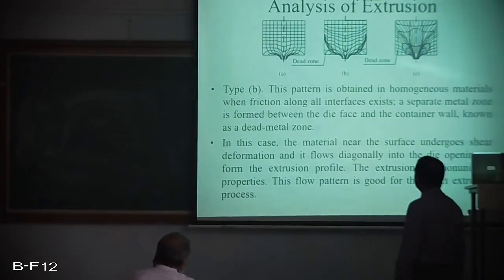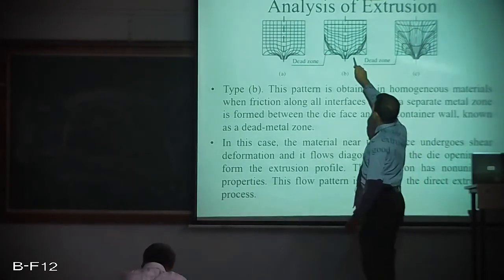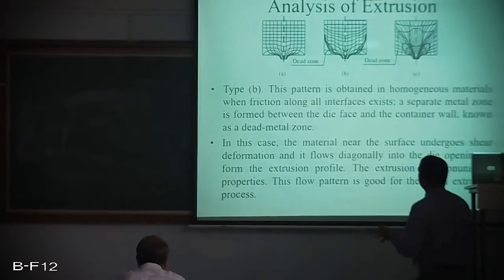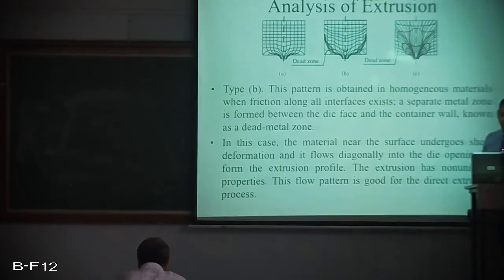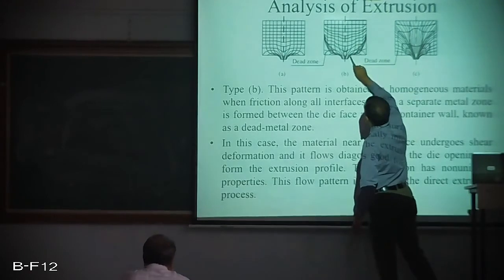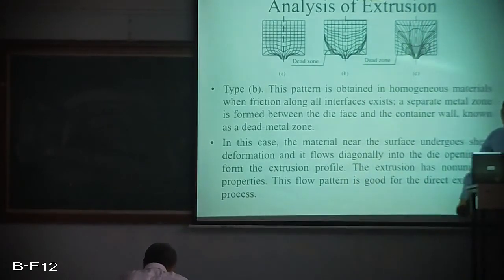A separate metal zone is formed between the die face and the container wall. So this is your die face and the container wall, known as the dead metal zone. So the flow of metal is completely restricted. In this case, the material near the surface undergoes shear deformation and it flows diagonally into the die opening. You can see over here, the metal flow is continuously flowing through this diagonal.